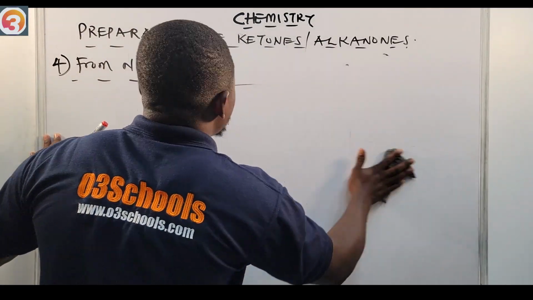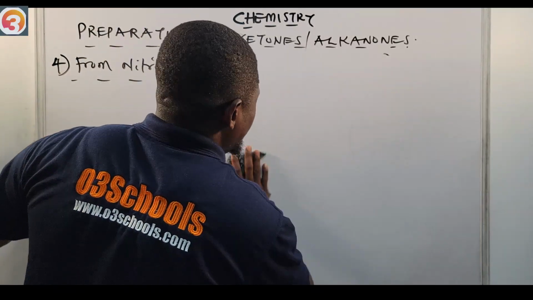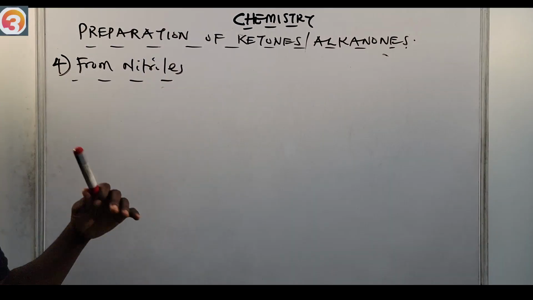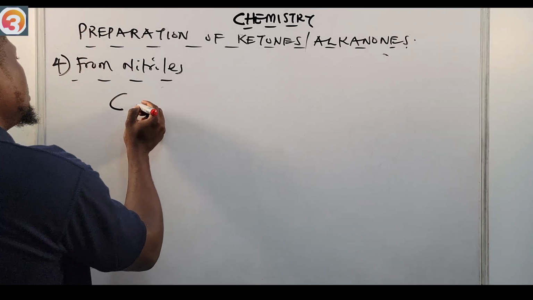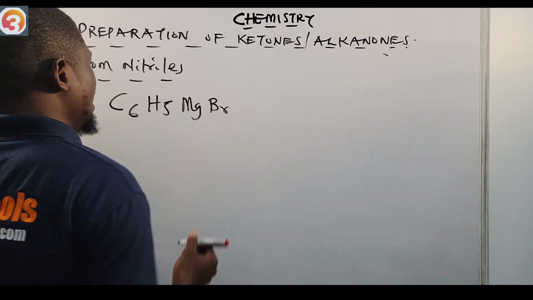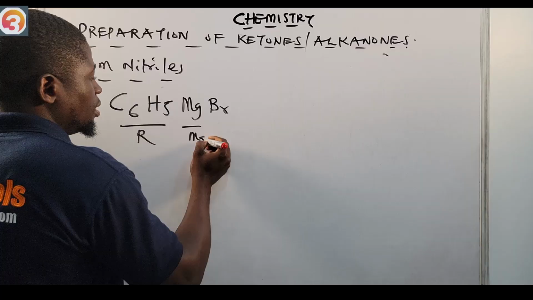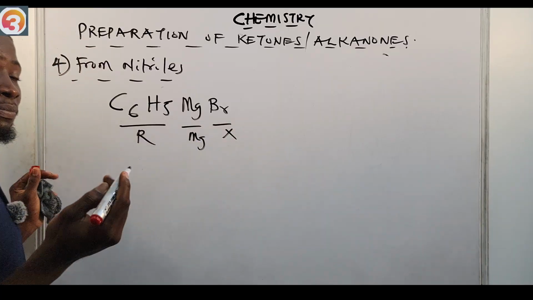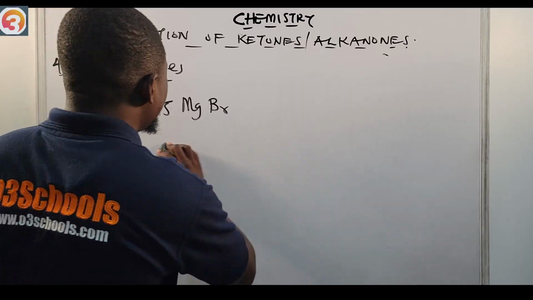Let's make it very easy. Let us just draw a reaction representing that, since we already know what a Grignard reagent is. So let us say we have C6H5MgBr as our Grignard reagent. This is our R group, this is our Mg, this is our X. Okay, simple, right? So that's our Grignard reagent.